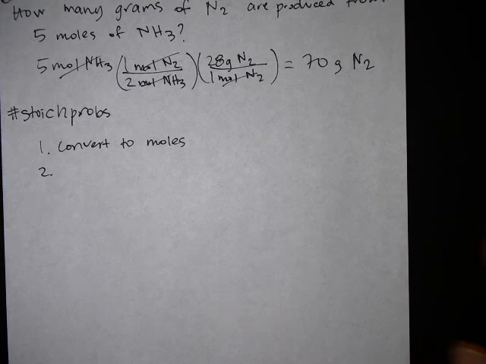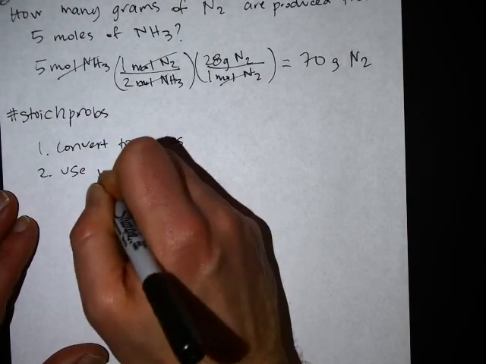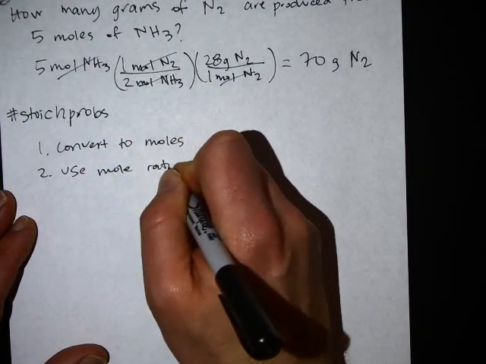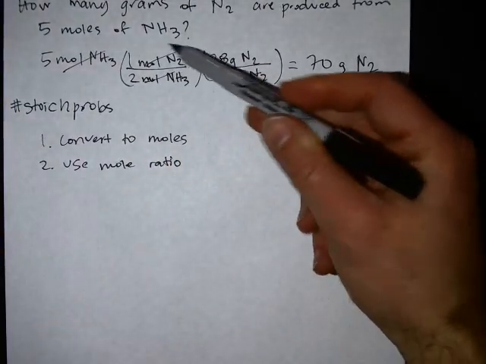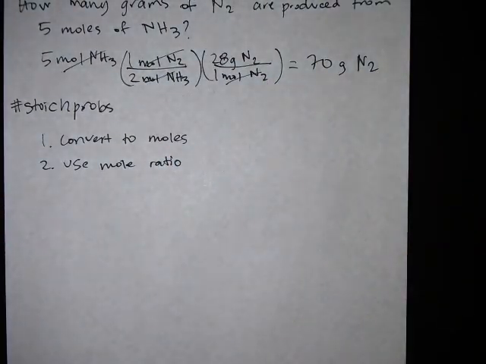The second step is always going to use the mole ratio. The mole ratio is just this part right here, the part where you actually use the moles from the balanced reaction. Today and tomorrow, we're just going to start at grams of one thing and end at grams of another thing.